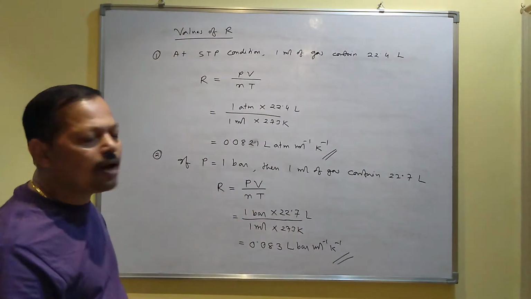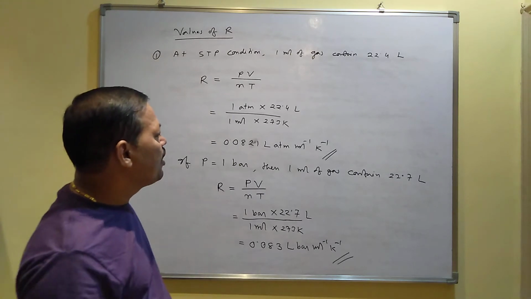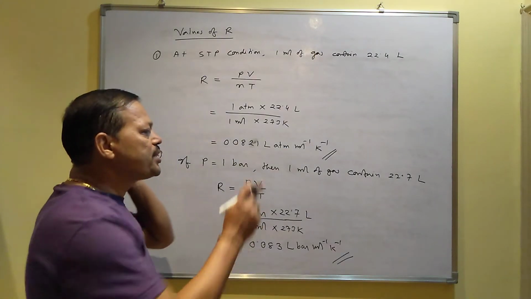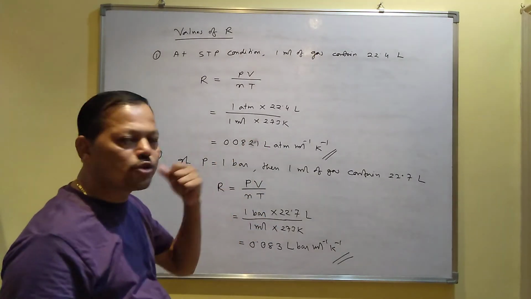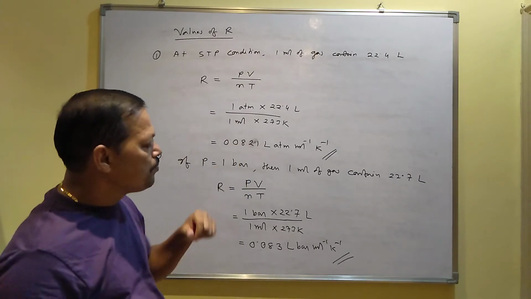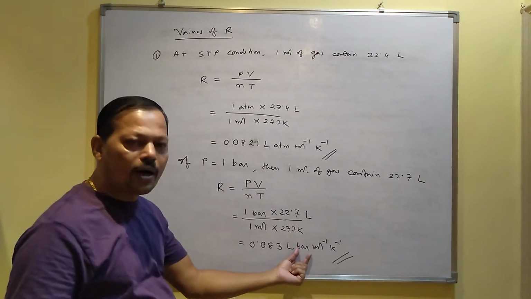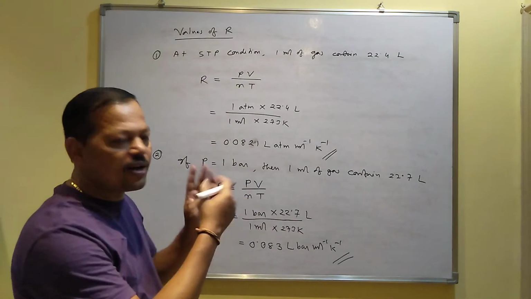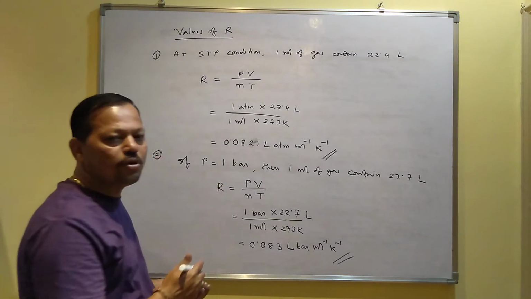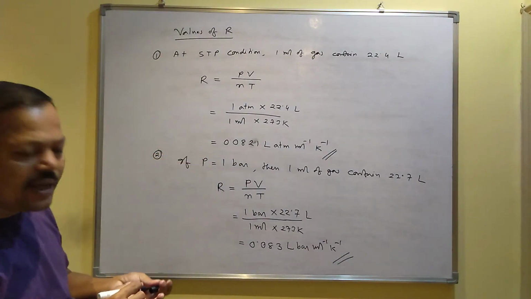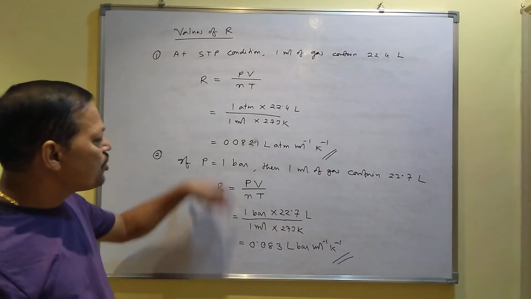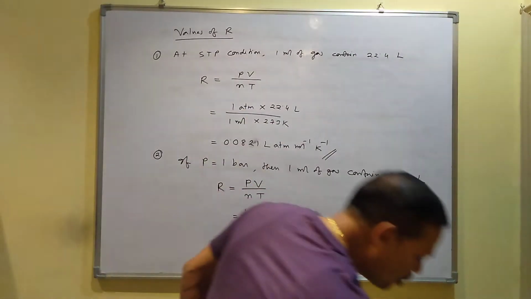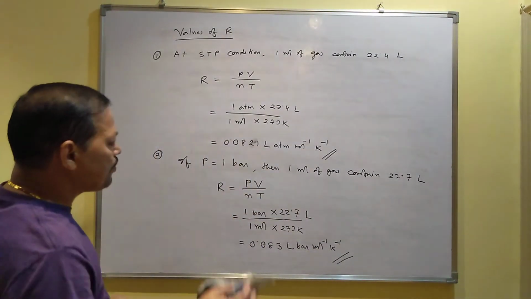Which value you have to use in your equation depends on the units of the other parameters. If the volume is given in liter and pressure is given in atmosphere, then you can apply this value for R. But if the pressure value is given in bar, then you have to apply this other R value. So based on the units of the other parameters, you have to choose the value of R. So these two are the values of R, in CGS units in terms of atmosphere and bar. All these values you have to know, and based on the other units you have to choose the value of R.